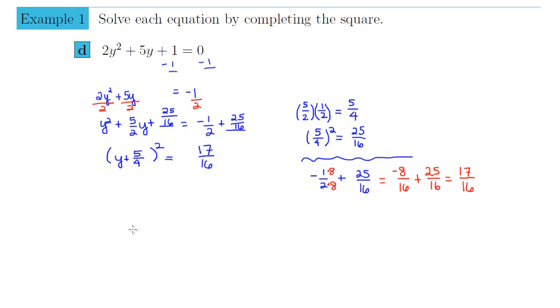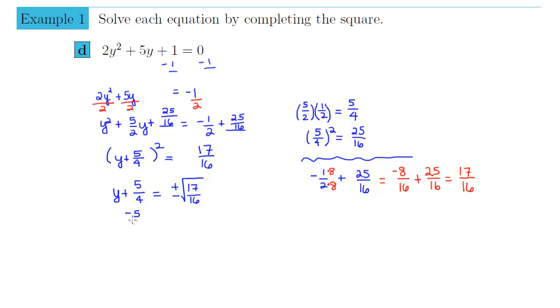Perfect. Now, we're set up to apply the square root property. We have a quantity squared equals a positive number. How do we apply the square root property? Well, the object inside is equal to plus or minus the square root of the other side. In other words, applying the square root property, we have that y plus 5/4 equals plus or minus the square root of 17/16. Good.